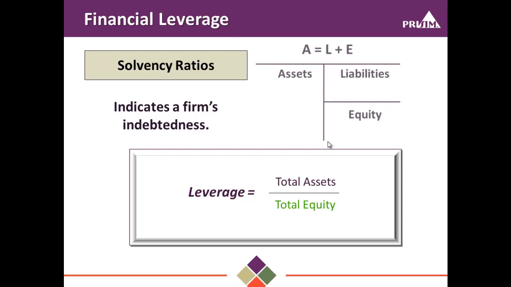So if you had a leverage value of 10, that would mean that you have $10 of assets for every $1 of equity, which, using the structure of the balance sheet, means that you've got $9 in liabilities. If you had a leverage of 4, it means that you have $4 of assets to every $1 of equity, and that means you must have $3 of liabilities.